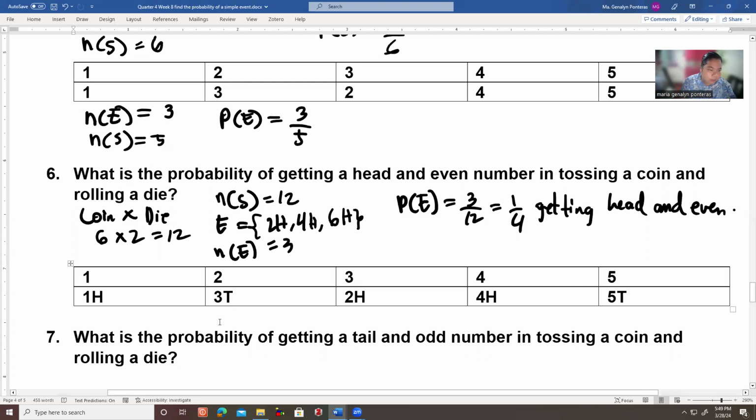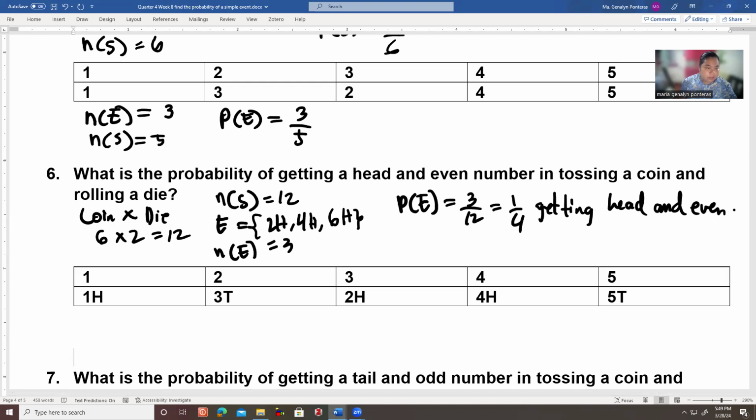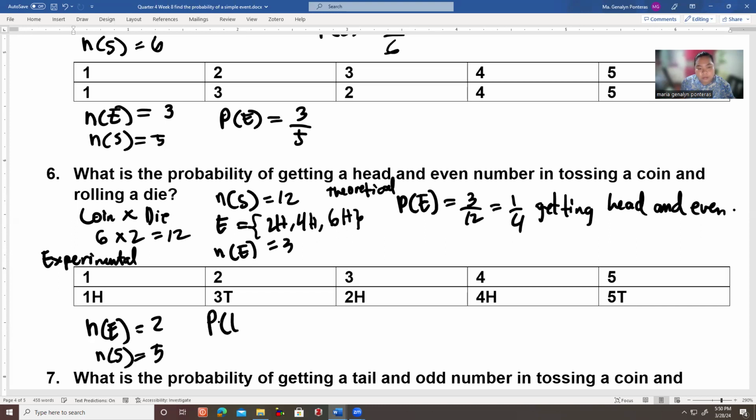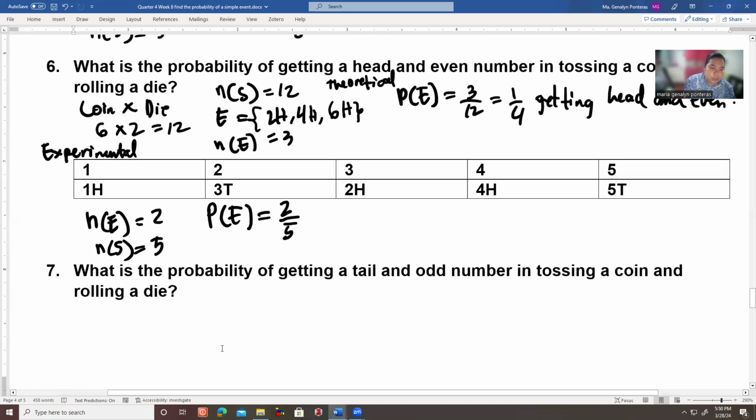However, what if we have experimental? By the way, this is theoretical. In experimental, we want even and head. So the even and head is only 2. Cardinality of sample space is 5. So P of E equals 2 over 5. So that's the difference between the two.